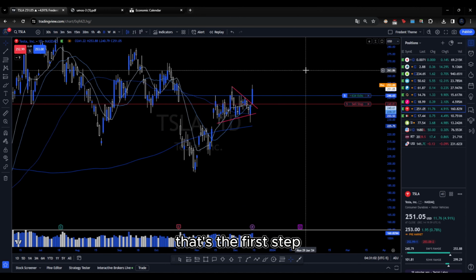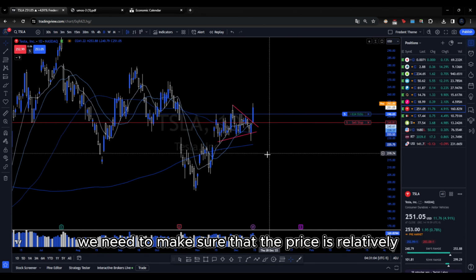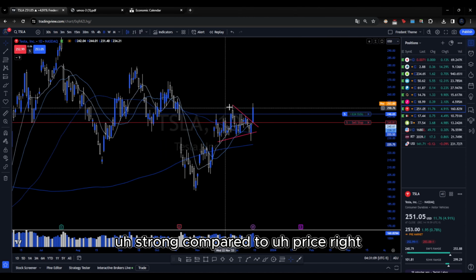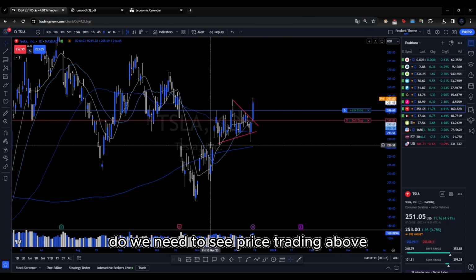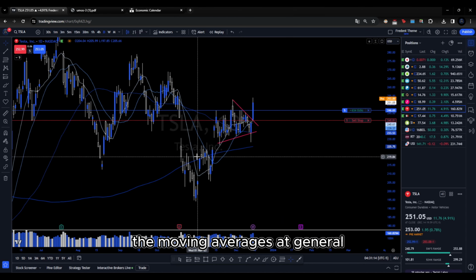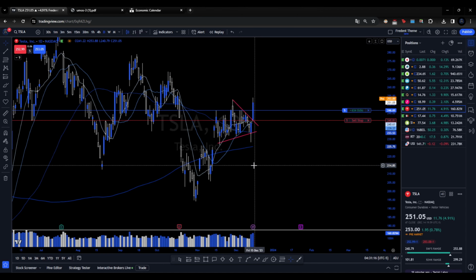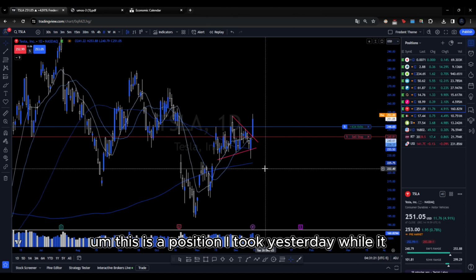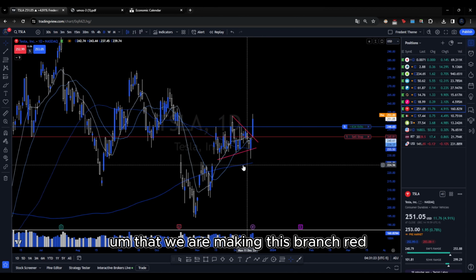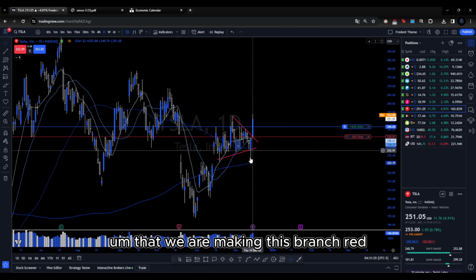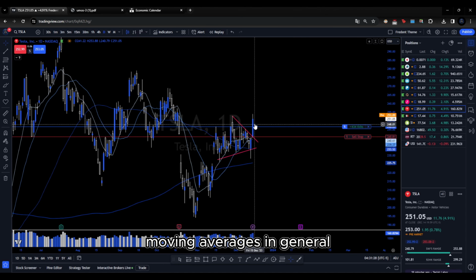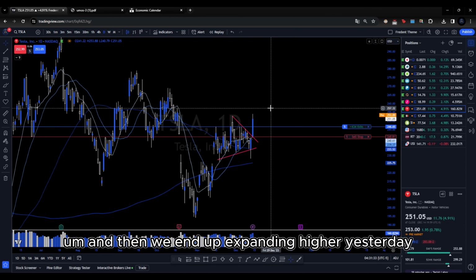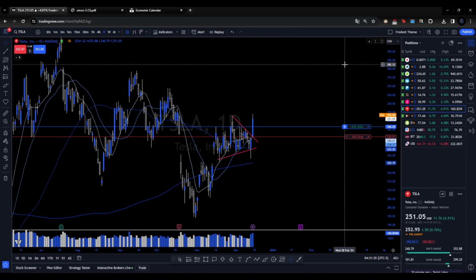That's the first step. We need to make sure that the price is relatively strong. So we need to see price trading above the moving averages and surfing them in general. So we can see here in Tesla, this is a position I took yesterday while it was breaking out, that we are making this range, right, and we are kind of surfing these moving averages in general. So only 2 days here where we're trading below it, that's okay. And then we end up expanding higher yesterday.